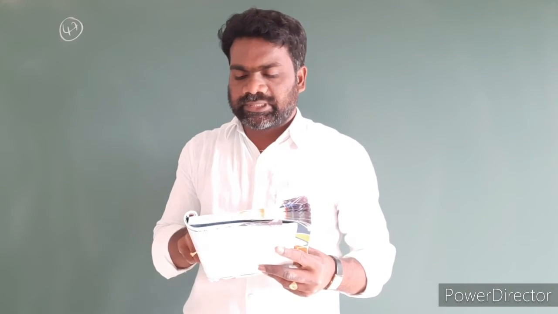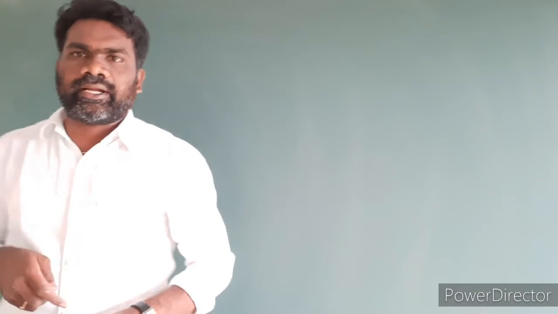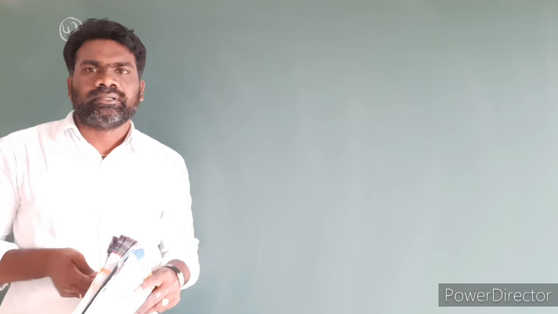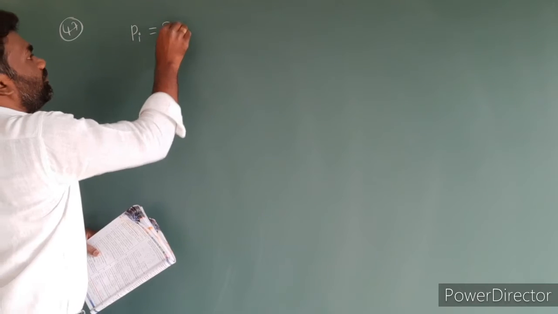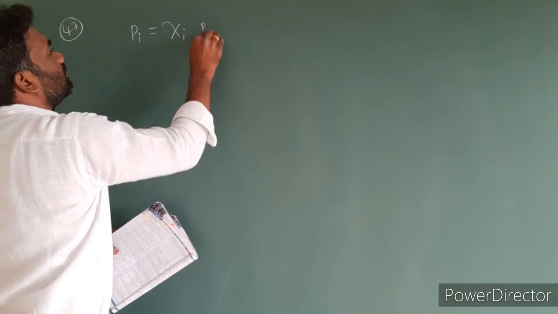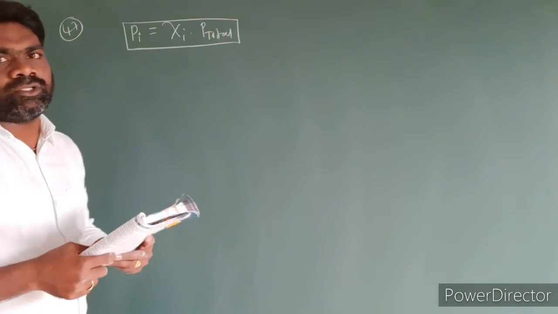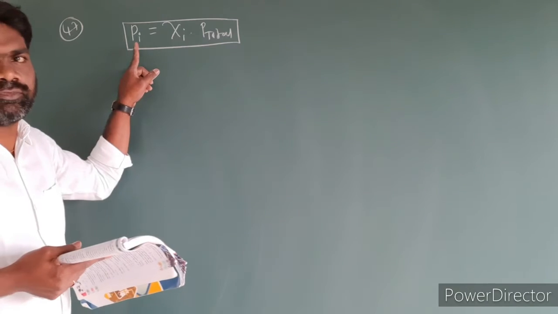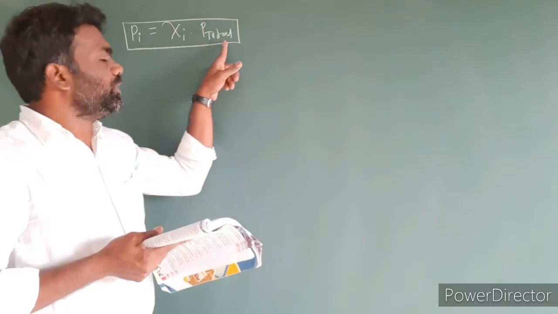Look at question number 47. A gas mixture contains oxygen and nitrogen in 1:2 mole ratio. The ratio of the partial pressures of nitrogen and oxygen in the mixture is? According to Dalton's law of partial pressure, the partial pressure of the ith gas is the mole fraction of the ith gas into P total. This is the general formula we use to calculate the partial pressure of the ith gas.